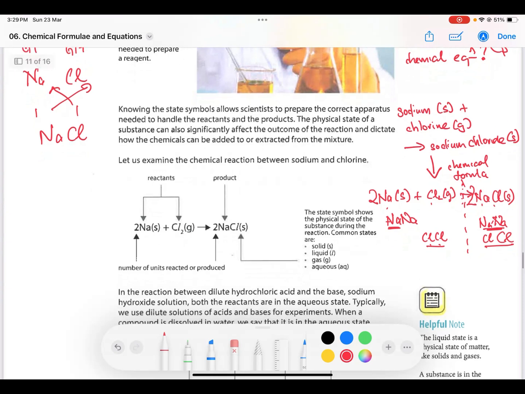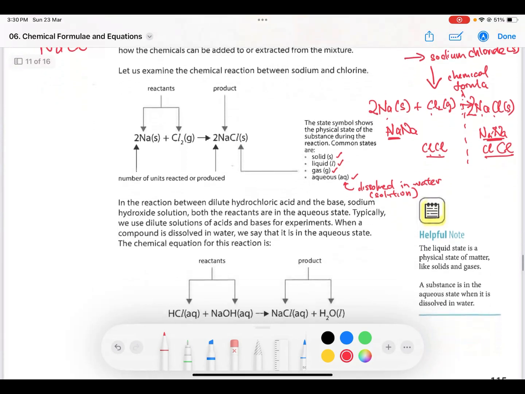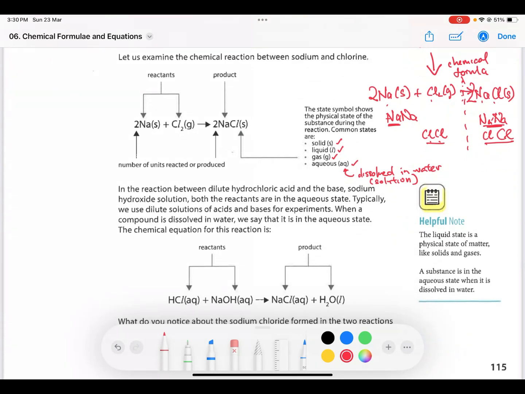Okay, state symbols wise, for those of you still not very familiar, actually you got 4 main states: solid, liquid, gas, and aqueous. Aqueous means that the substance is dissolved in water. When you put aqueous, you are actually looking at it in a solution form. So whenever you see a solution, meaning it's dissolved in water, you will put the aqueous state. So an example, when you look at dilute hydrochloric acid, the word dilute means that it's a solution. Sodium hydroxide solution, so we know that both of them are in the aqueous state. So you can see here HCl aqueous, NaOH aqueous.